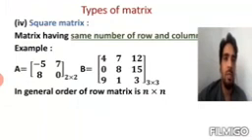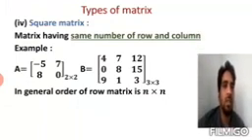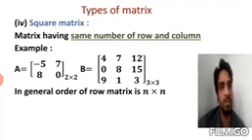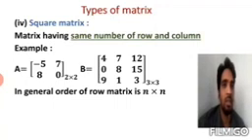Now the next type is a square matrix. As we know, a square has all sides equal. Here also, the matrix which has the same number of rows and columns is called a square matrix, meaning order 1 by 1, 2 by 2, 3 by 3.